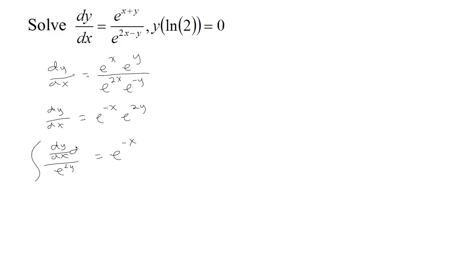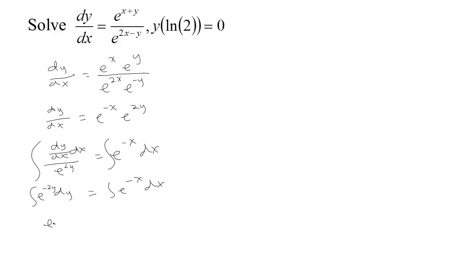So if we integrate both sides with respect to x, dy/dx times dx becomes dy over e to the 2y. Let me write that as e to the negative 2y. It'll be easier for me to get the antiderivative. And on this side we have the antiderivative of e to the negative x dx.